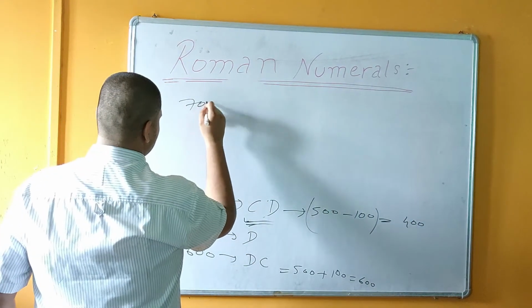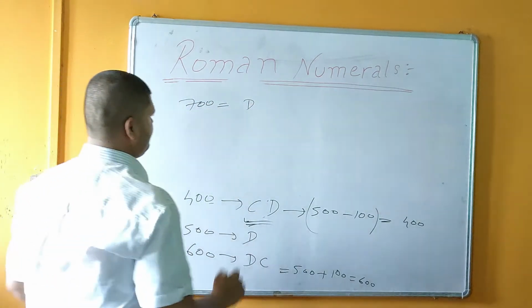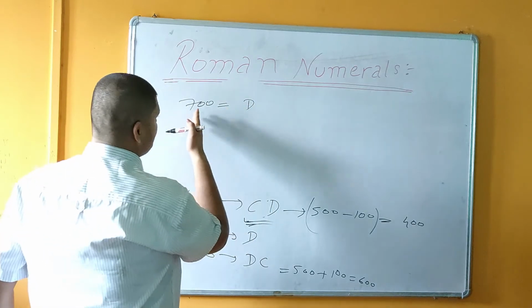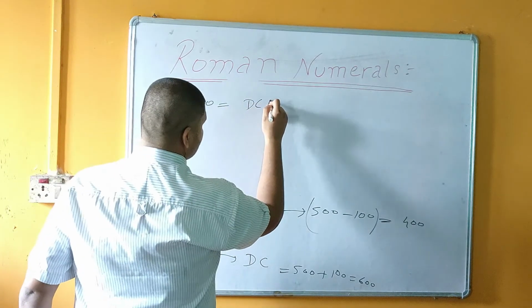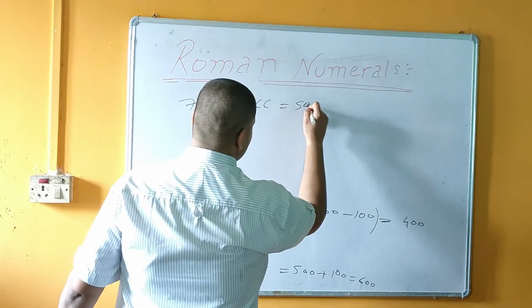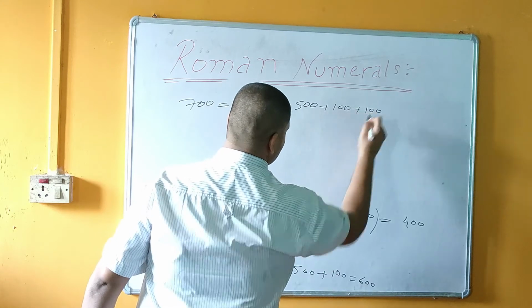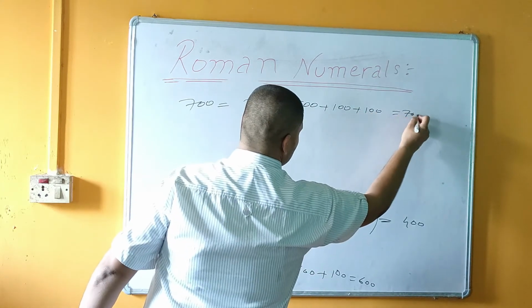For 700, you can write first D. D means 500, and we want to make 700. So C can be repeated twice. That's why it is DCC. It is nothing but 500 plus this C means 100, another C means plus 100. This is nothing but 700.